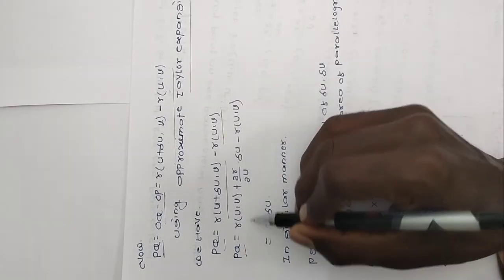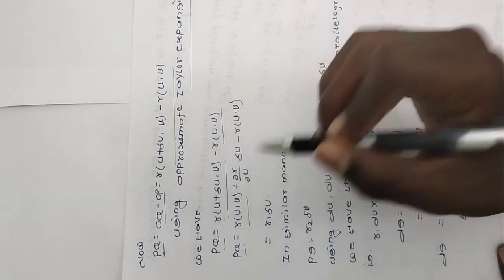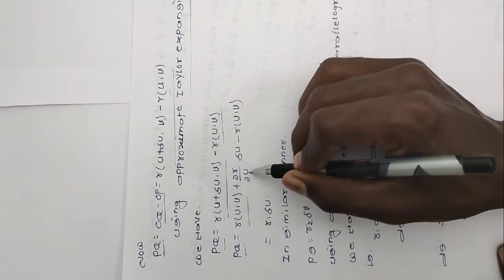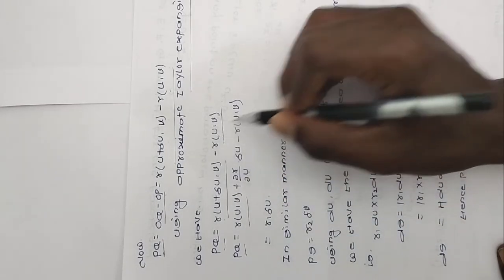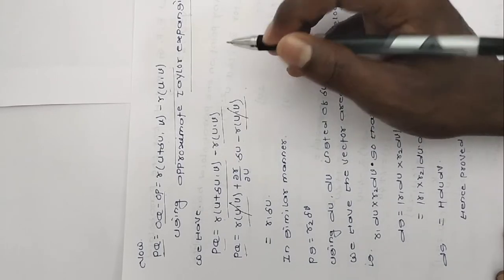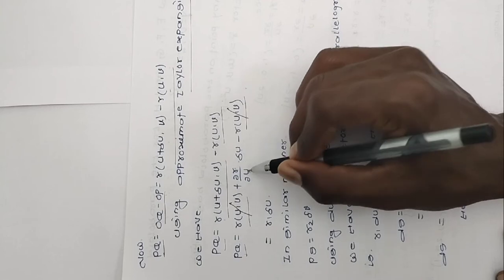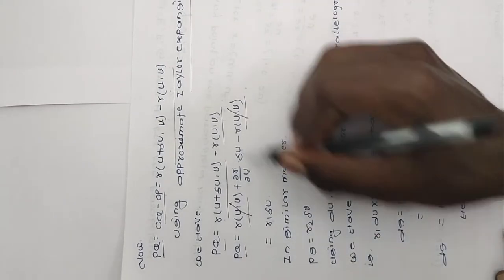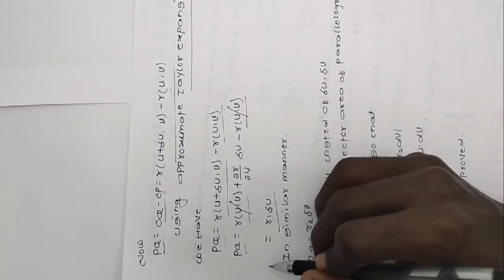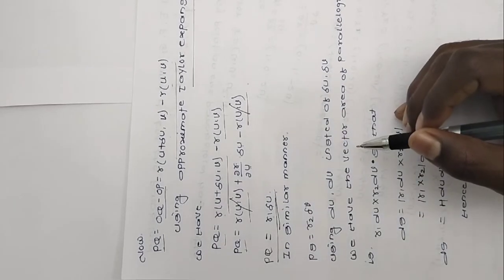So PQ is equal to R of u comma v plus the derivative with respect to u, that is, plus del r by del u into del u, minus R of u comma v. R of u comma v minus R of u comma v gets cancelled. So the remaining is del r by del u into del u, and the value of del r by del u is r1. So PQ is equal to r1 into del u.